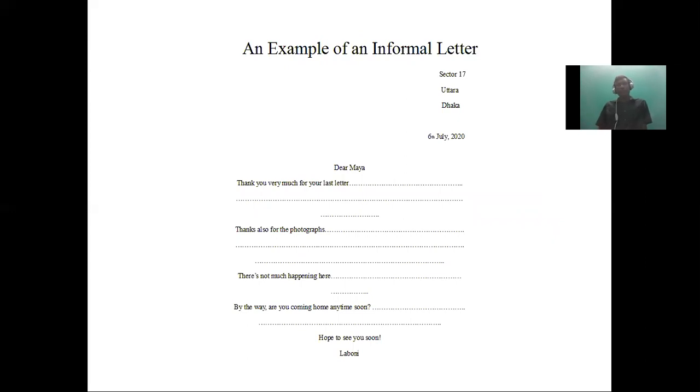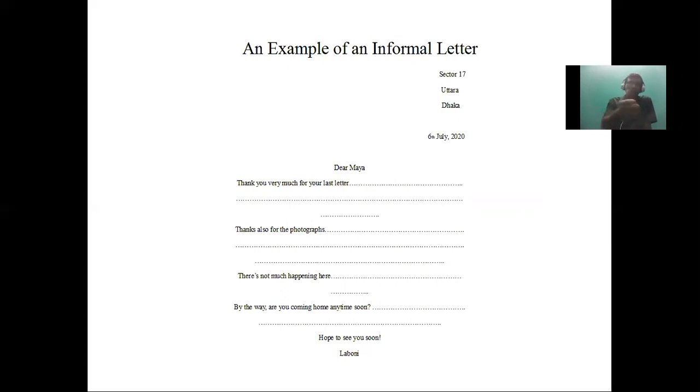My dear students, I have just given an example of an informal letter. In the very beginning, on the right side of your letter, not the left side, you can cite the address you are sending from. I just gave the example, Sector 17, Uttara, Dhaka, and the date is given there, 6th July 2020.